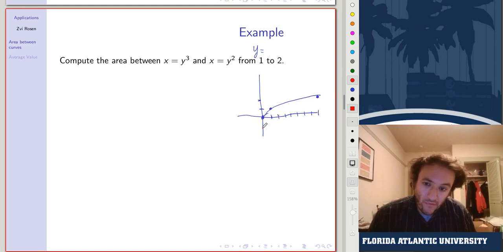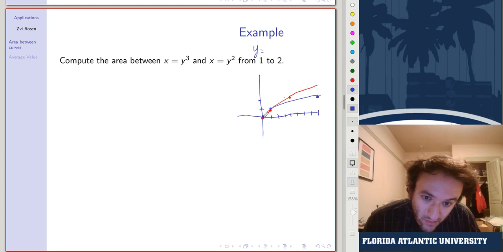this is given by, at y equals 0, we have 0. At y equals 1, we have 1. And at y equals 2, we have 4. So 1, 2, 3, 4. Okay, so it should look something like this.